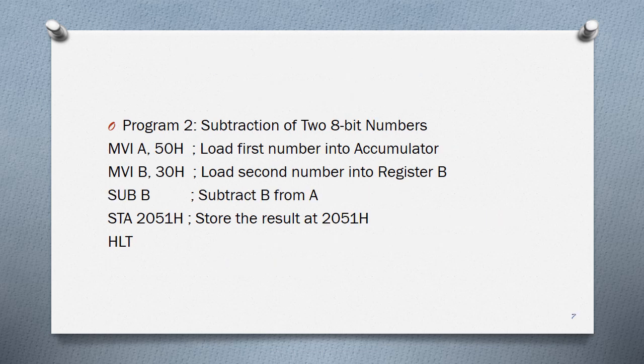The next assembly language program is subtraction. We are subtracting 50 minus 30. You can see we have moved 50 to A and 30 to B, and we have given the instruction SUB B. So 50 minus 30 gives an answer of 20. That answer in the accumulator is moved back to memory location 2051. Remember, each register is 8 bits, so 15 and 30 are all 8-bit numbers, and the memory address is 16-bit. So you can see the storing location is 16-bit.